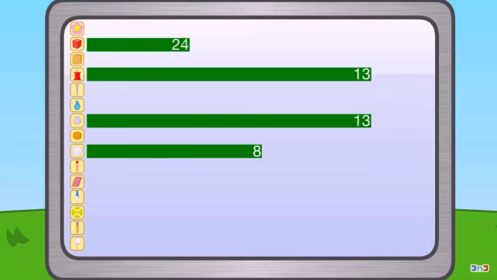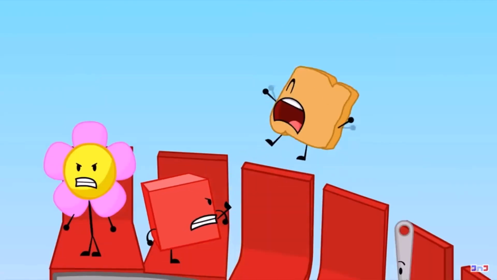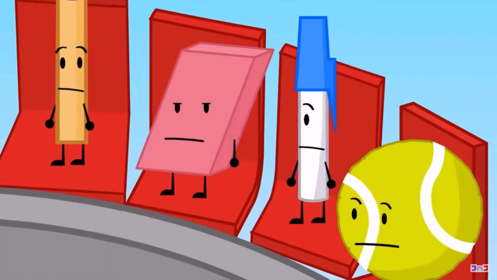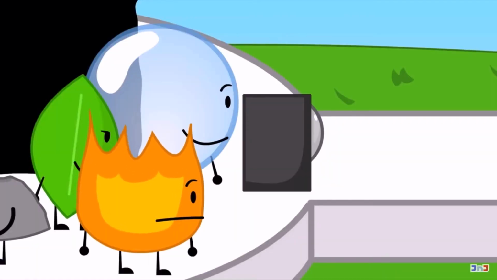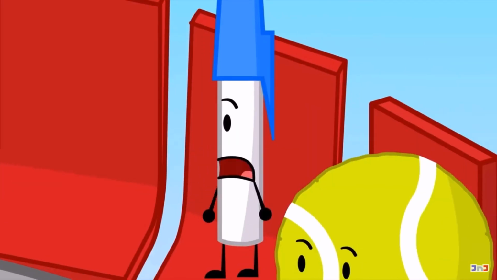Blocky and Woody got 24 and 29 votes respectively. Eraser and Pen, coincidentally, you both got exactly 2 to the 5th votes. Wishes! 32. You're both eliminated. Wait, before you zap me, I have something to say.